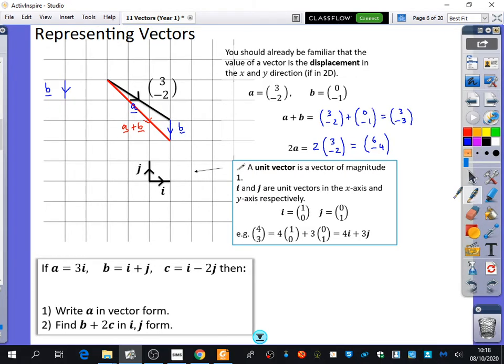Now this is where there's something new. I don't think you look at i and j stuff in GCSE. What we tend to say at GCSE is, oh, you go 3 in the x direction and minus 2 in the y direction.